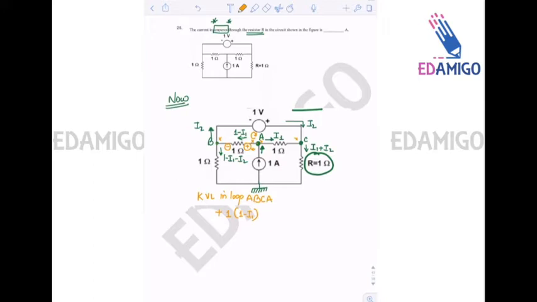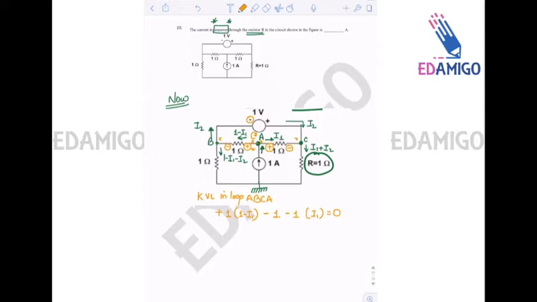Now, from B to C, we are entering at a negative terminal, so it is minus 1. Now in this resistance from C to A, since the current is flowing from left to right, the polarity will be plus at left and minus at right. So when we are moving from C to A, we are entering at the minus terminal, so it is minus 1, that is the resistance value, and I1, that is the current value, equals 0.